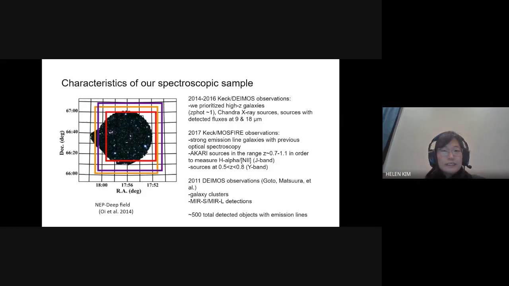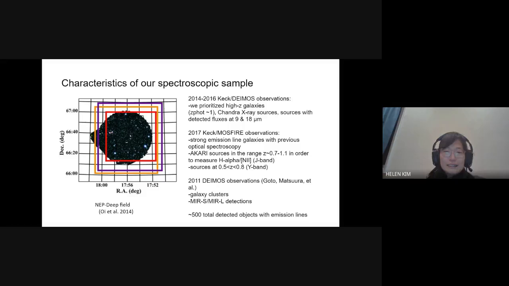And with MOSFIRE, we targeted strong emission line galaxies with previous optical spectroscopy. And the purpose was to measure H alpha and N2 in the J band, which corresponds to a redshift of around 0.7 to 1.1, so that we could follow up sources that had H beta and O3 already measured. And then we also dedicated one slit mask to slightly lower redshift objects, so around 0.5 to 0.8, which have H alpha and N2 in the Y band.